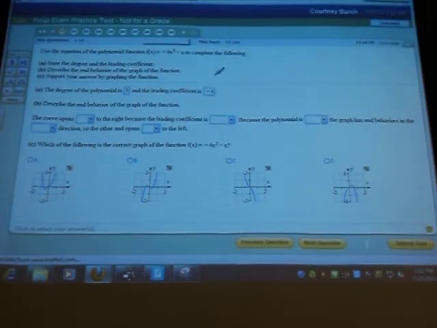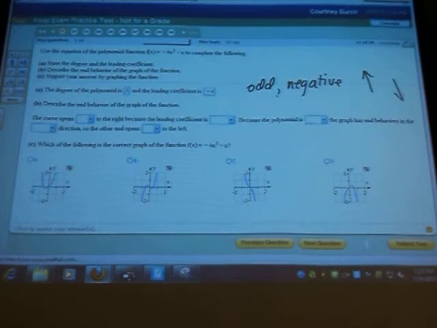Okay, so if I've got degree of 3, leading coefficient of -4, that is odd and negative. Odd and negative would have end behavior of up on the left, down on the right. This is going to be down to the right because the leading coefficient is negative. Since the polynomial is cubic, the graph has end behaviors in the opposite direction. The other end opens up to the left.